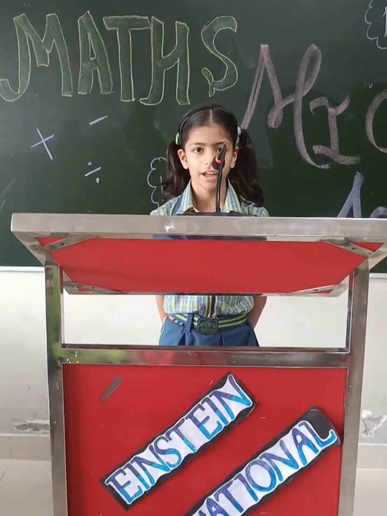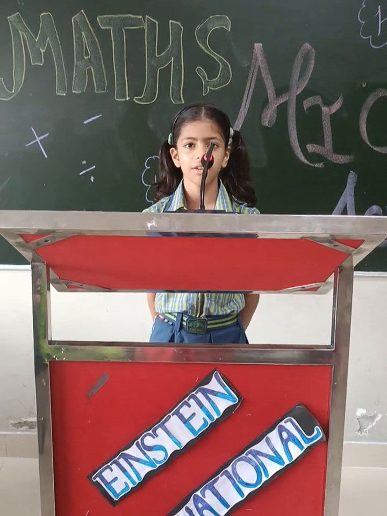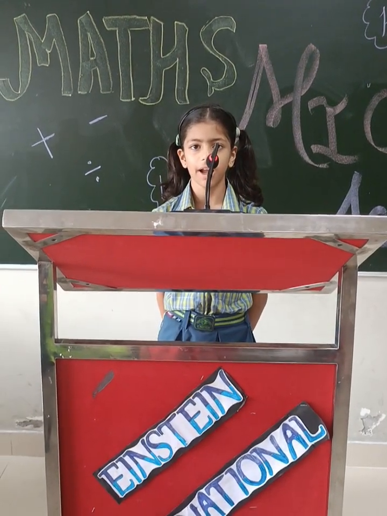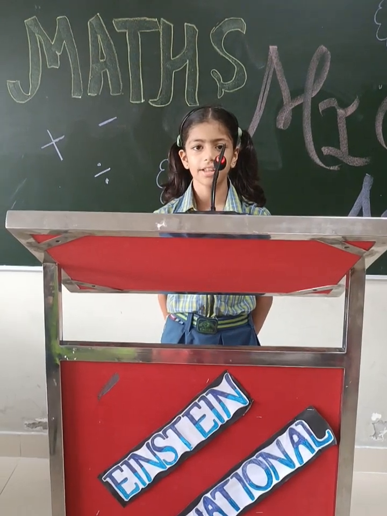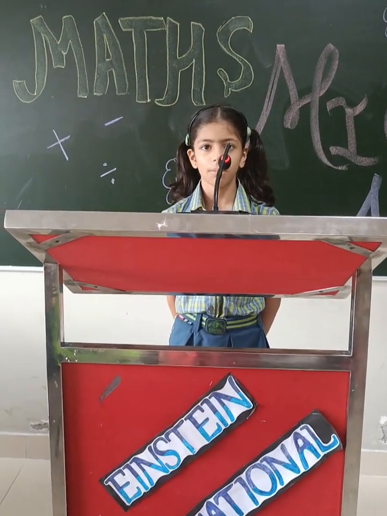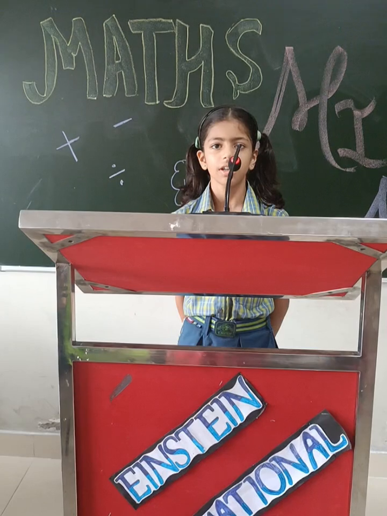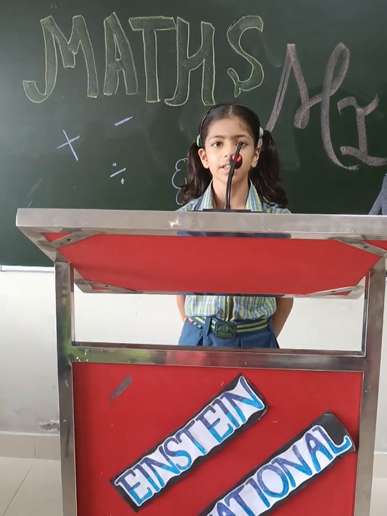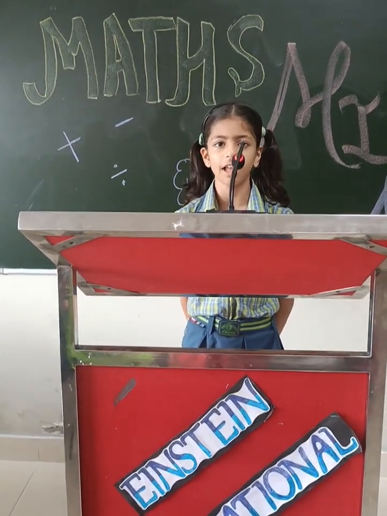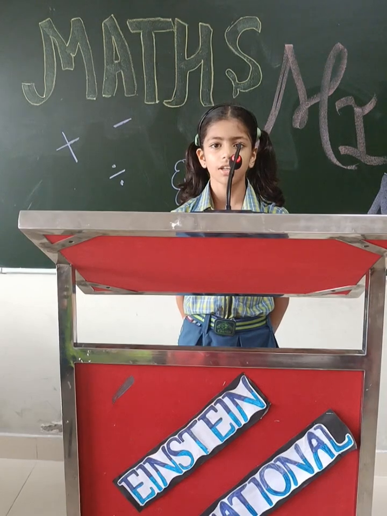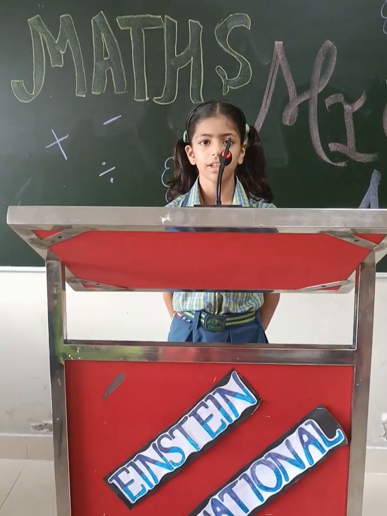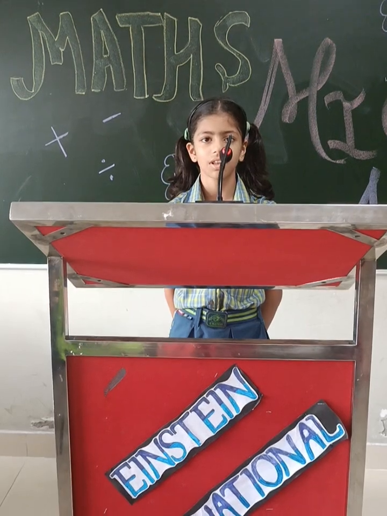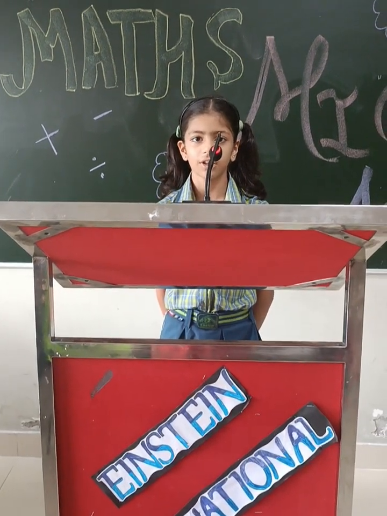Today I am here to tell you about fraction and two types of fraction, unlike fraction and like fraction. A fraction represents a whole and is written by two numbers separated by a line. Below the line is called denominator and above the line is called numerator. If the denominator is bigger than the numerator, it is called unlike fraction, and if the denominator is smaller than the numerator, it is called like fraction.